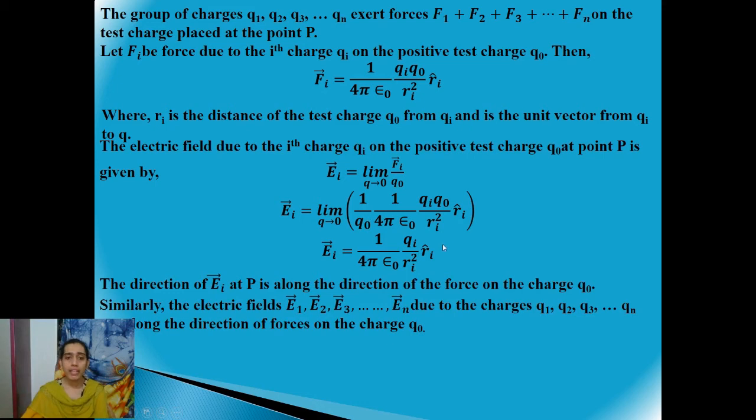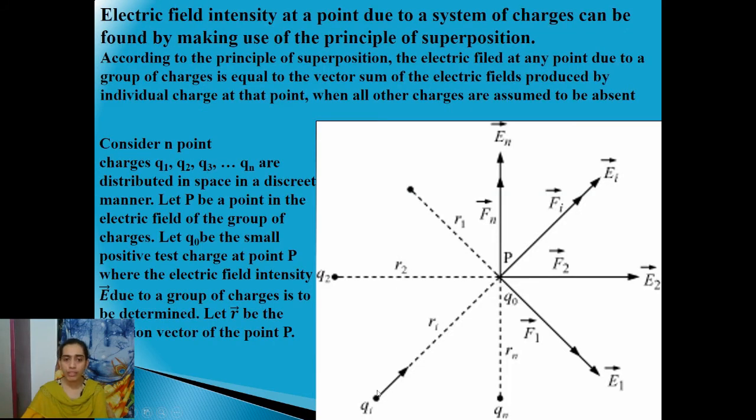So what will be the direction of this electric field? The direction of this electric field will be along the direction of the force on this charge Q naught. In whichever direction the force is exerted due to the ith charge on the test charge, in the same direction the electric field will also be acting. Now similarly, this is just one charge I have considered. So just have a look here. I have just considered this ith charge. In the same way, the force and the electric field will be exerted on this test charge due to all other charges.